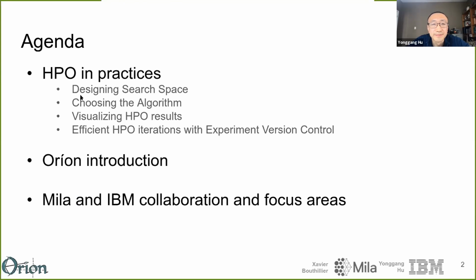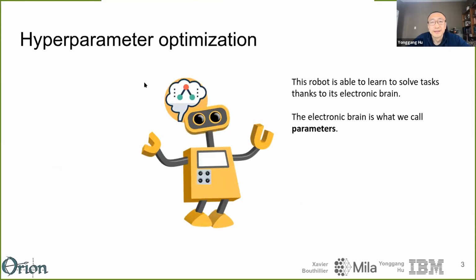Thank you, Young-Ang. All right, so let's start from the beginning. What is hyperparameter optimization? So we have this robot or an algorithm that is able to learn to solve some task. Okay, it's able to learn thanks to its electronic brain or the neurons in a neural network, let's say.